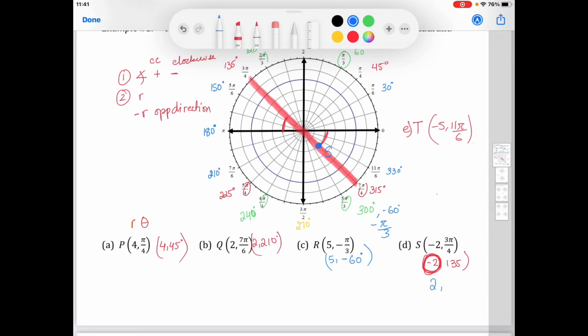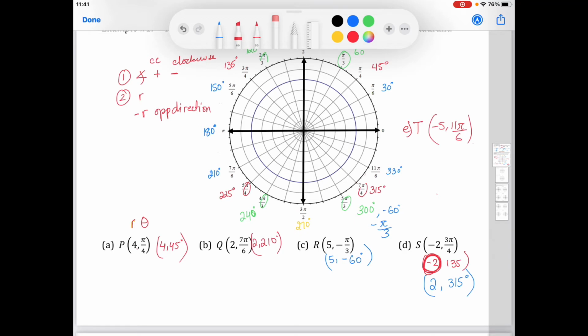So basically I can say negative 2 comma 135 can be written as 2 comma 315 degrees too. This is the same thing. So these points are not unique. They can be written many different ways. Okay, the same point can be written multiple ways.